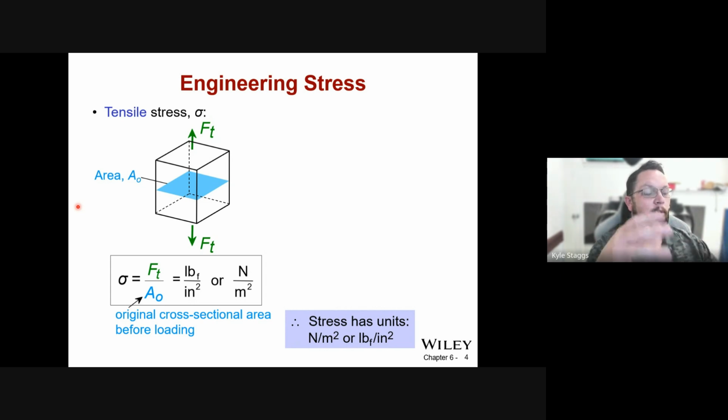The area over which that happens is often referred to as A0. It's the cross-sectional area before the loading. It's very important to remember that this is the cross-sectional area before the loading. Anybody in the comments want to take a guess as to why? Why is this so important that that be the cross-sectional area before loading?